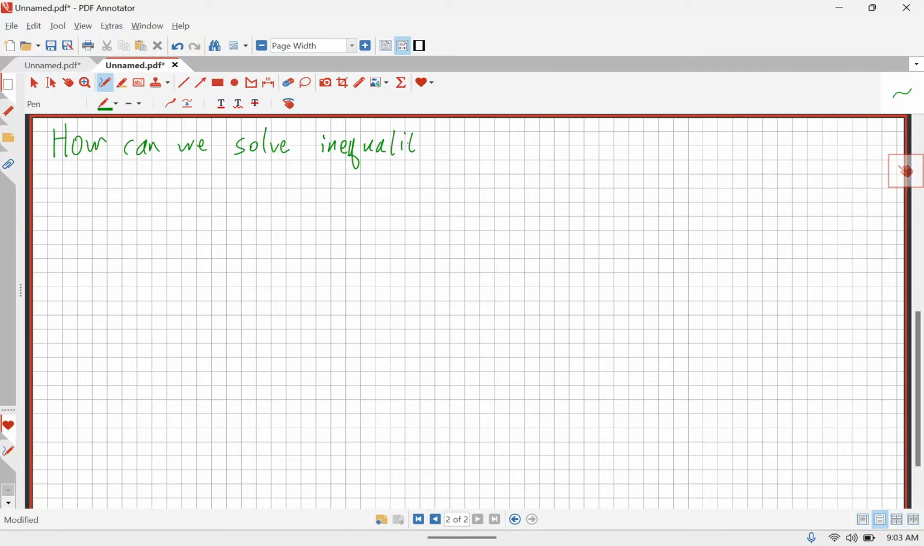How can we solve inequalities with parentheses to deal with?